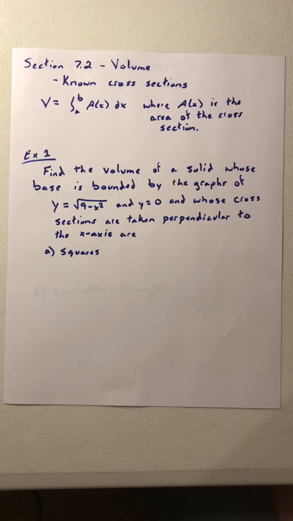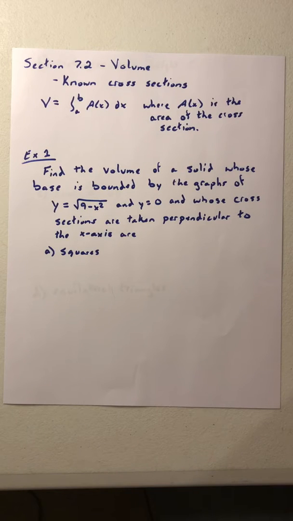Today we're going to finish up on volume, and today's volume problems are going to be within problems that we know what the cross-section is going to look like. Remember, if we cut a figure in half and looked at just what figure is looking at us, that's called the cross-section. Well, how do we find the volume of that? Well, if we know that all the cross-sections are the same, then we can take the area of each of those, add them all up, and that'll give us the volume.